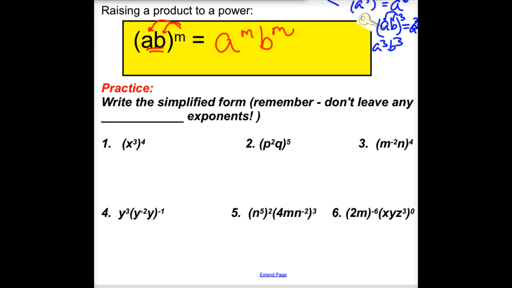So what one do I have here? I have x to the 3rd to the 4th. When you say that to the, that's power to a power. It says, remember, don't leave any negative exponents. That's kind of like saying ain't in English. I know what you mean, but it's not proper math grammar. So power to a power. The property says you multiply them, and 3 times 4 is x to the 12th.